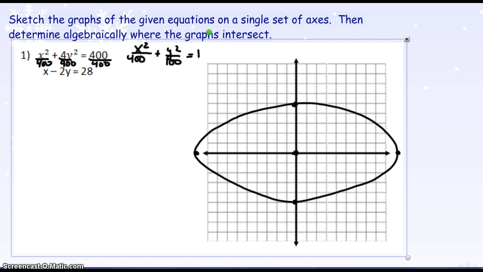And then the line we would have first, subtract the x over, so negative 2y equals negative x plus 28. And then divide by negative 2. And so I will have y equals 1/2 x minus 14. Okay, so then we were back over here. 2, 4, 6, 8, 10, 12, 14 would be right here.